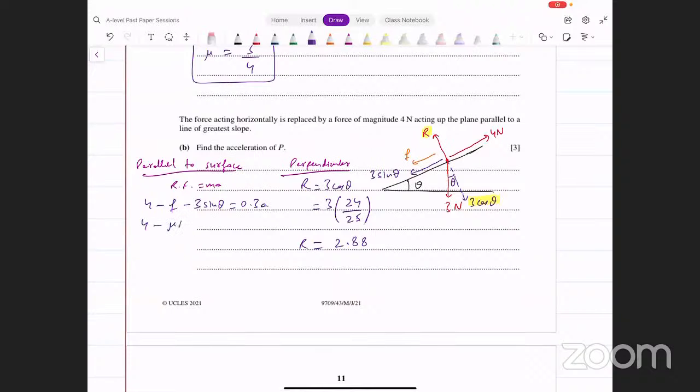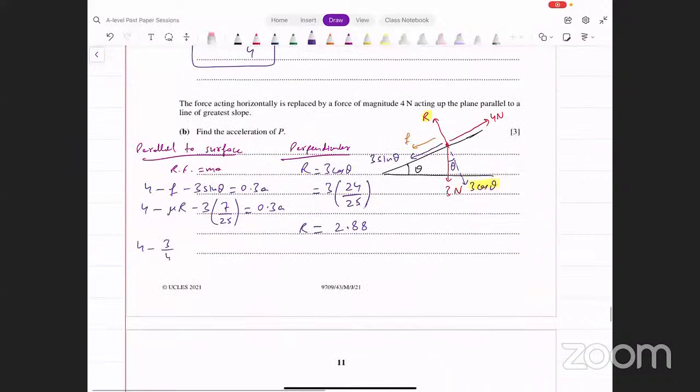F is going to be mu R. Sin theta is 7 over 25. That equals 0.3 times A. We know the value of mu now. We found that in the previous part. उसने आपको show करने के लिए कहा था. 4 minus 3 over 4. That was the value of mu there. Into R. R is 2.88. Minus 21 over 25. That equals 0.3 times acceleration. And all of this is going to give you the value of acceleration. You figure out कर लें.